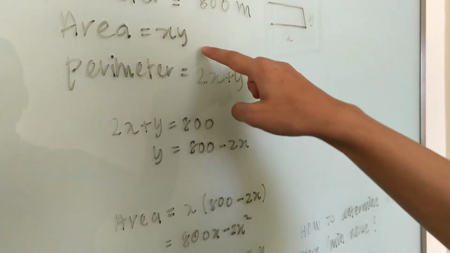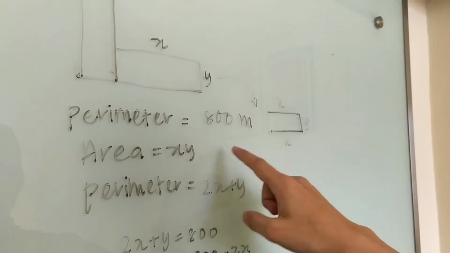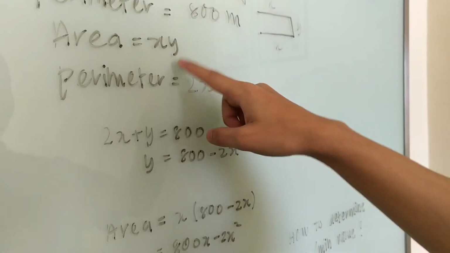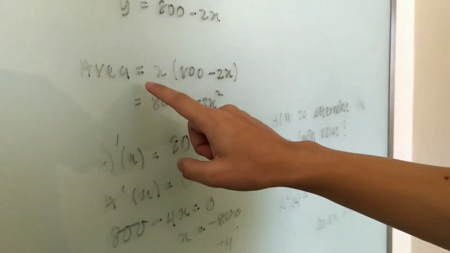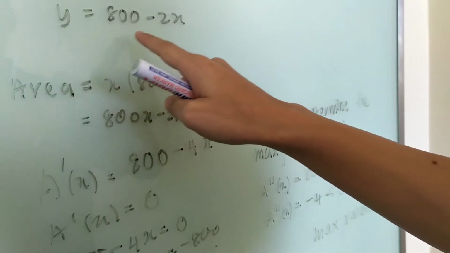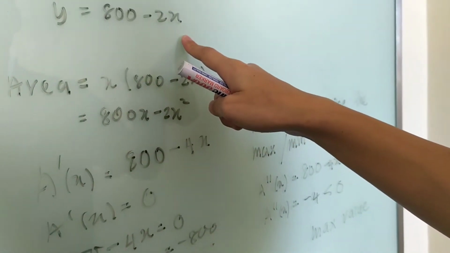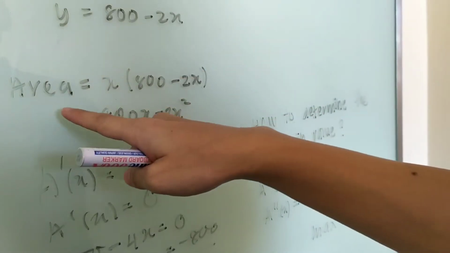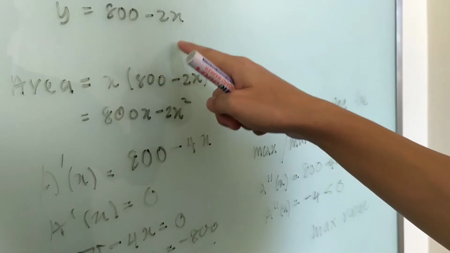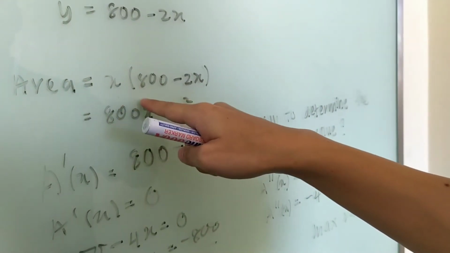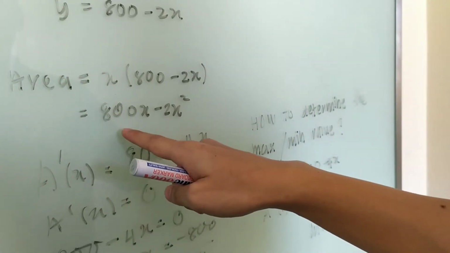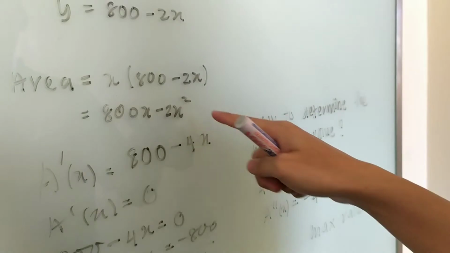The second part is, from the diagram, we also know that the area of the security fence is x multiplied by y. So the area is x multiplied by y. We get the y equation equal to 800 minus 2x, and we substitute y in the equation of area, which is x times y. So x multiplied by the bracket 800 minus 2x. So we get the final 800x minus 2x squared.